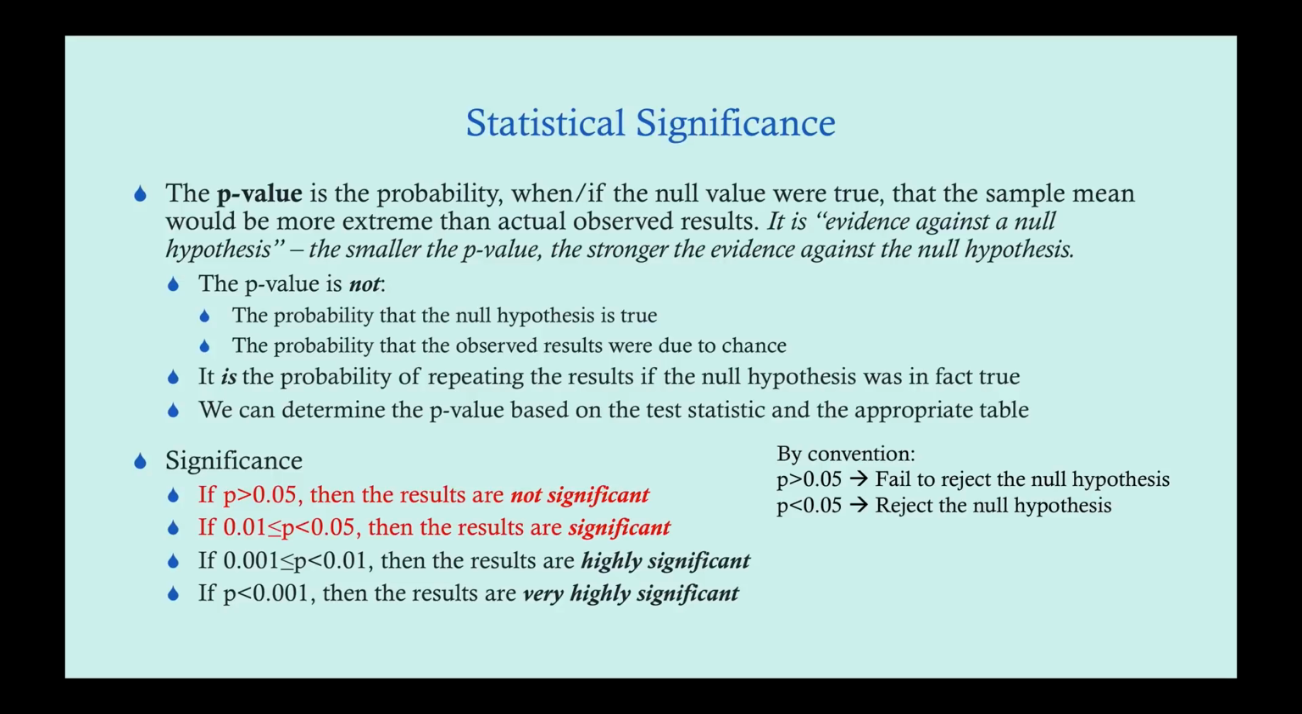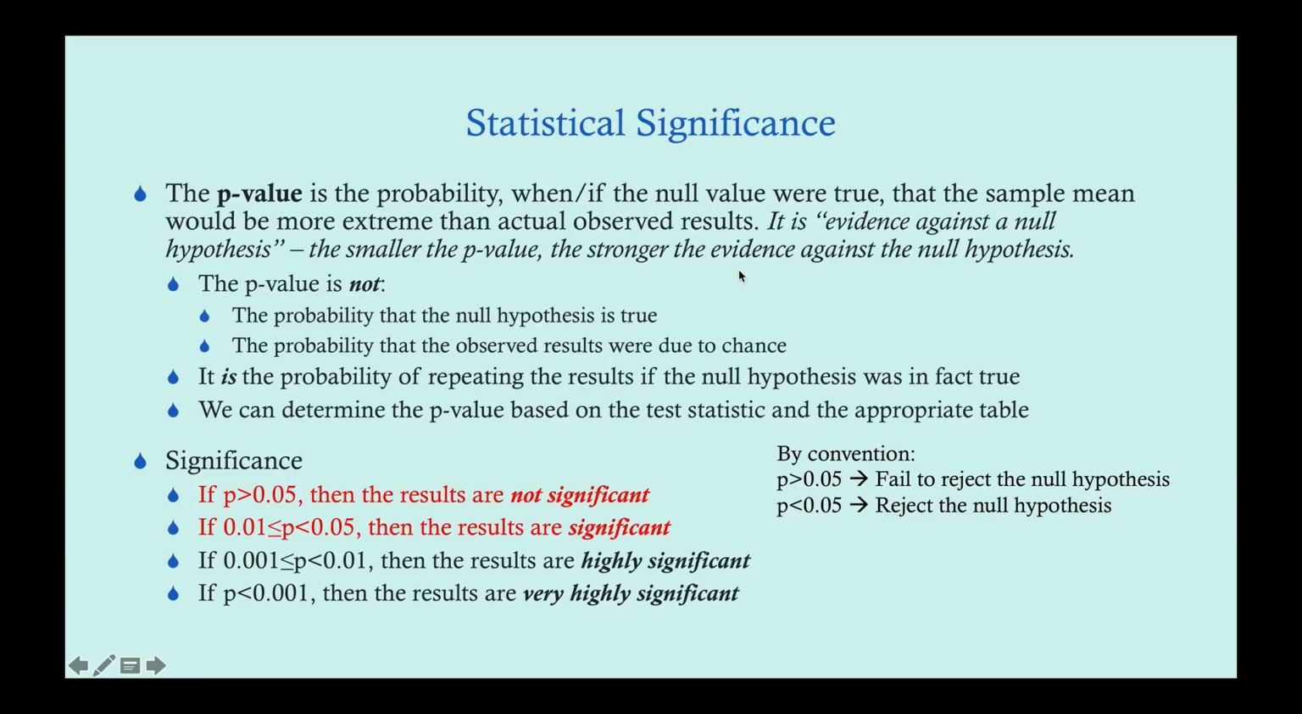What is the p-value not? The p-value is not the probability that the null hypothesis is true, and the p-value is not the probability that the observed results were due to chance. The p-value is the probability of repeating the results if the null hypothesis were in fact true. So the smaller the p-value, the more statistically significant your results were. If you have a low probability of repeating the results that you got, then that makes them more statistically significant, because it means that they're more valuable. Okay, so it's really just the evidence against a null hypothesis.